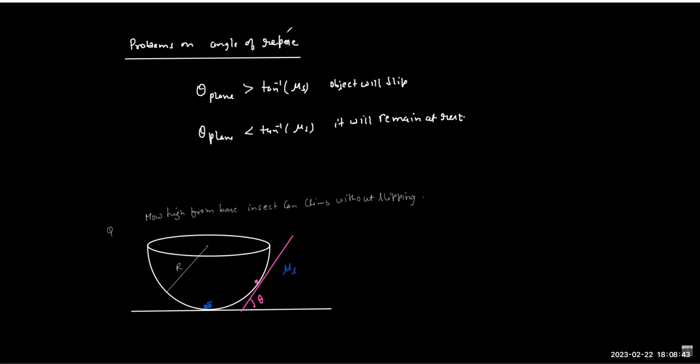So what is the meaning of maximum height? It means the maximum angle for which the slope is equal to tan inverse mu, right? So basically, the moment tan theta becomes mu s, it can climb. Beyond this, what will happen? The slope will be more than mu s, and therefore the insect will start falling back.